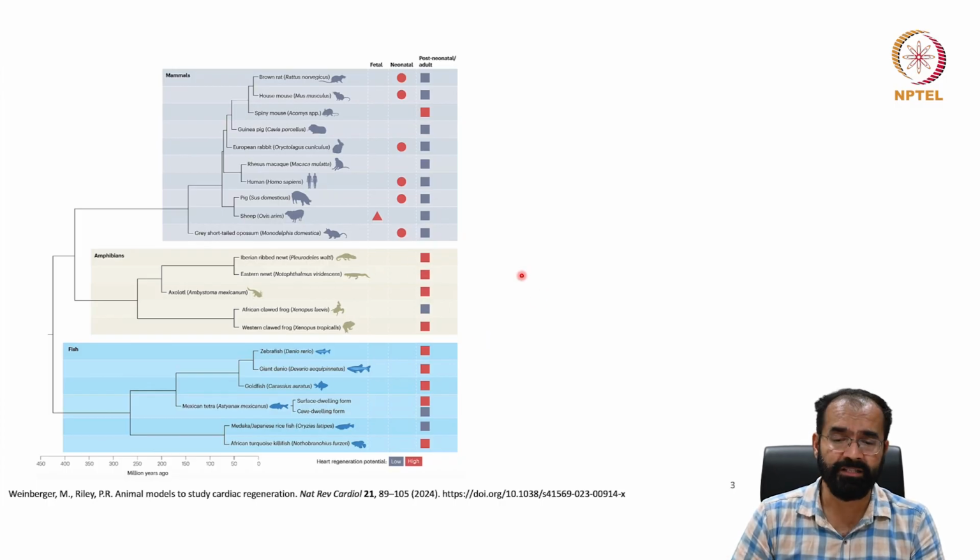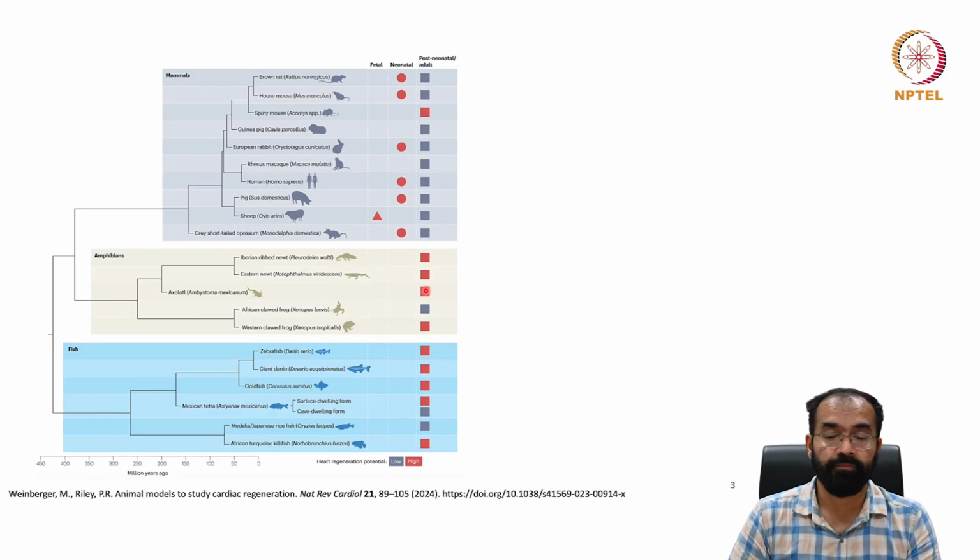When it comes to amphibians, nobody bothered to study fetal and neonatal because adults have excellent regenerative ability. You take newt, any newt of choice, and Xenopus, that's the African clawed frog, adults have minimal regenerative ability. Whereas Xenopus laevis has less ability, Xenopus tropicalis has adult phase regenerative ability also, and axolotl has excellent regenerative ability as an adult.